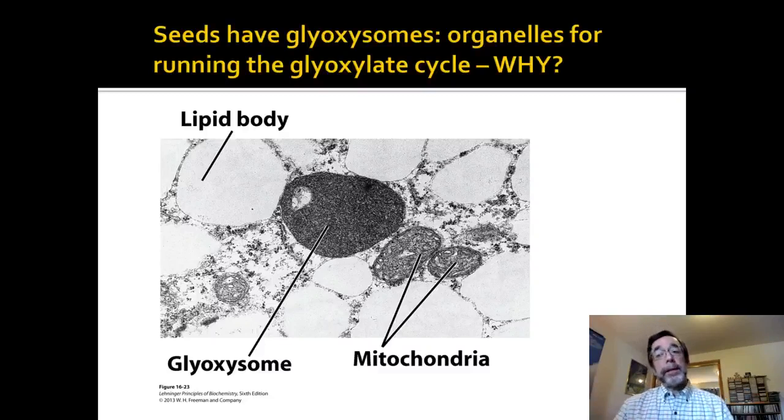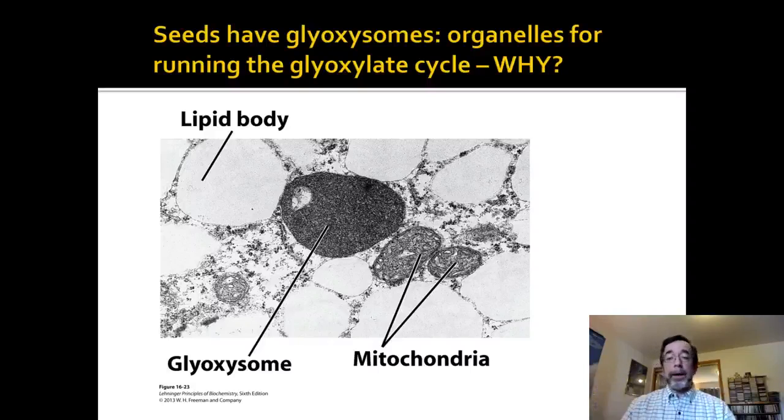So seeds have glyoxysomes. They're organelles for running the glyoxylate cycle. I already explained why in my introduction. And you'll see that they will have lipid bodies where they store all the lipids. They have the glyoxysomes where they make the lipids, where they turn sugar into more lipid. And as they're growing as a seed, this is how they store up the energy.